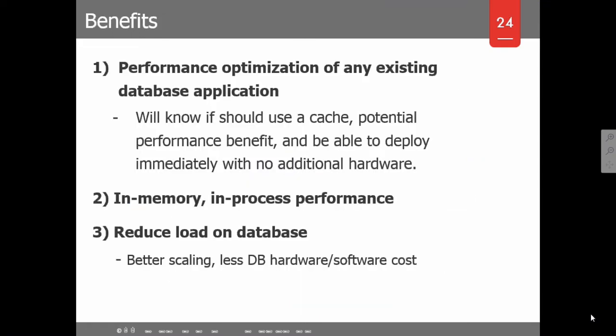So once again, the benefits: you have the chance to do performance optimization of any existing database application. And you get the choice to understand if you should cache and any potential performance benefit. And you can deploy this immediately with no additional hardware or software. When you are caching, you're taking advantage of Hazelcast data grid's in-memory, in-process performance. So that's going to give you a significant speed up, with the added benefit that you can reduce your load on the database. And often for many customers, that's the bigger one, because the database costs are significant, and anything to reduce that and make it more economical for cost performance is of significant benefit.